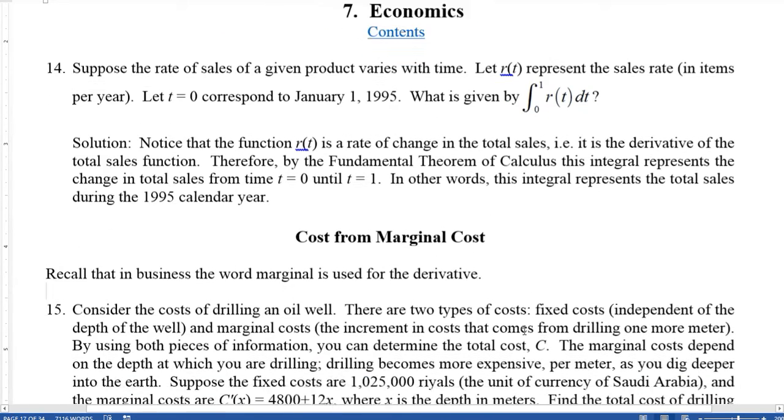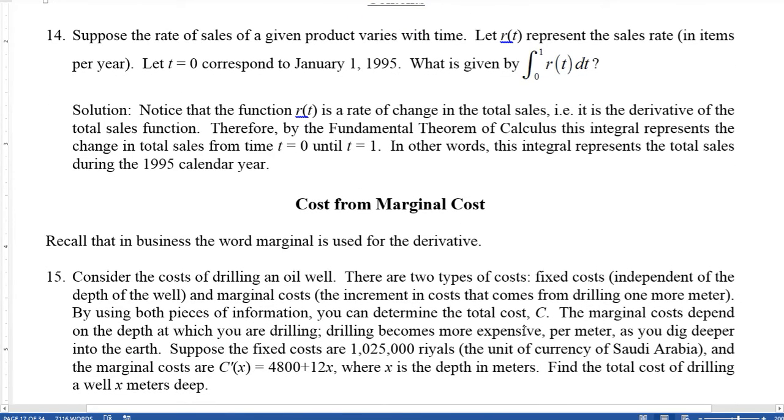Okay, let's look at another example here. Recall that the word marginal means derivative. Consider the cost of drilling an oil well. There are two types of costs. There are fixed costs that are independent of, say, the depth of the well. And then there are marginal costs. They're incremental costs that come from drilling 1 more meter deep.